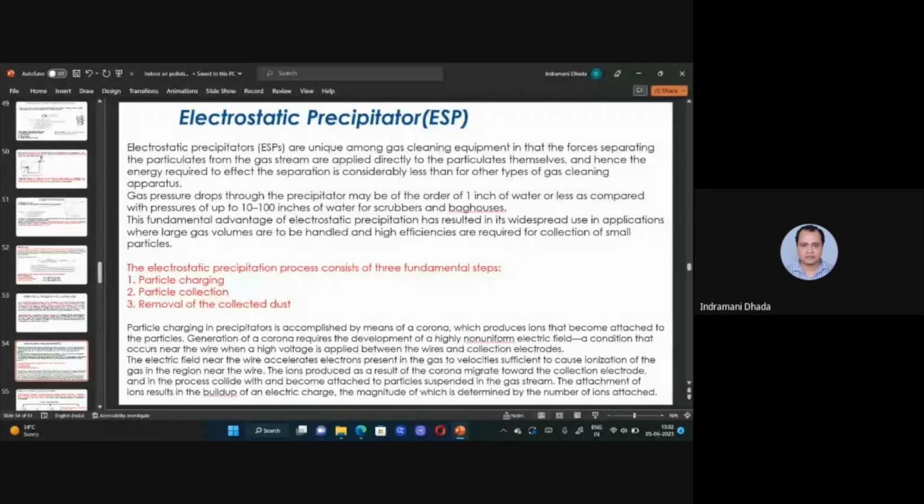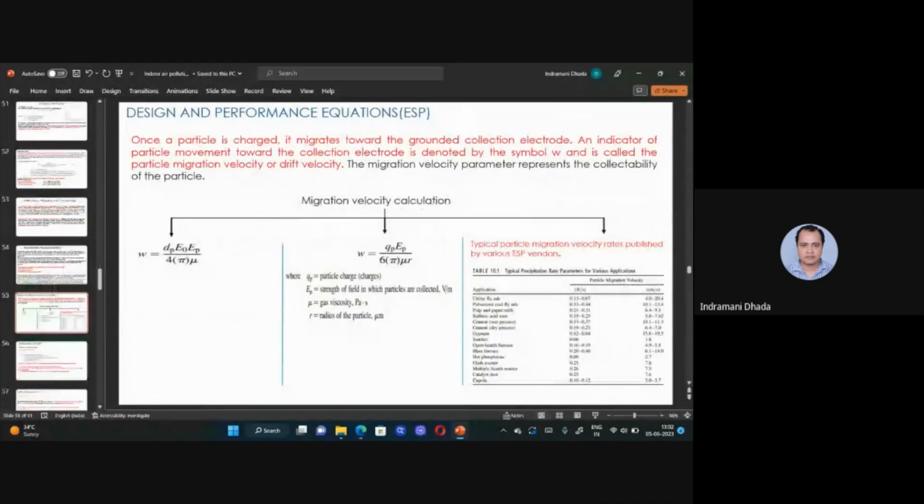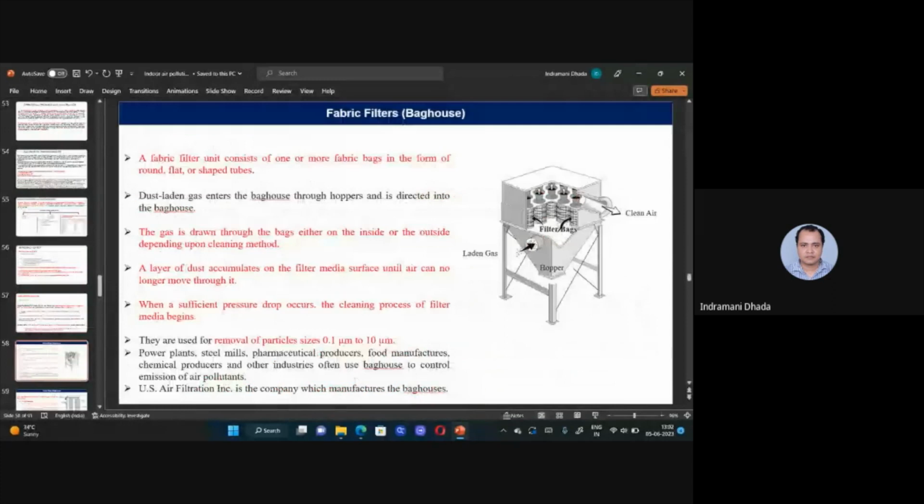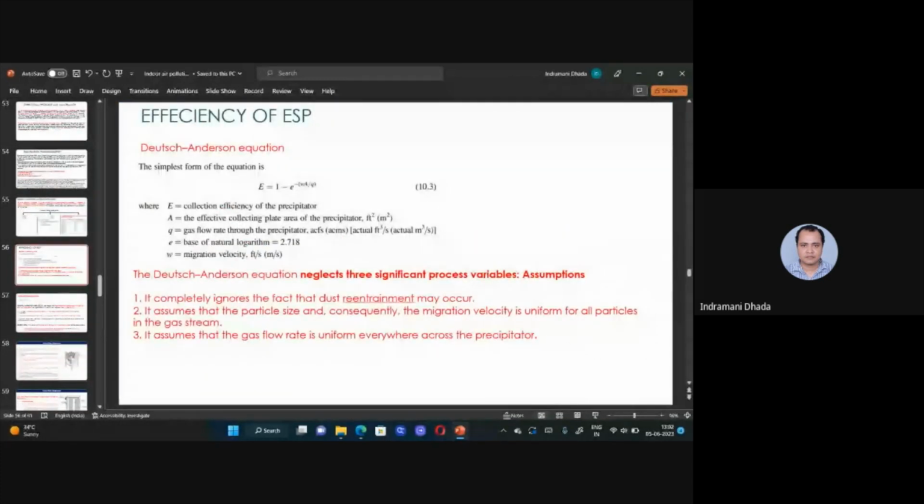Now coming to the electrostatic precipitator. The electrostatic precipitator consists of three fundamental steps. One is particle charging, another is particle collection, and the third is removal of the collected dust. Okay, so how are you charging the particles? As I have told you, suppose there are two plates here, and they are being charged with two supply lines.